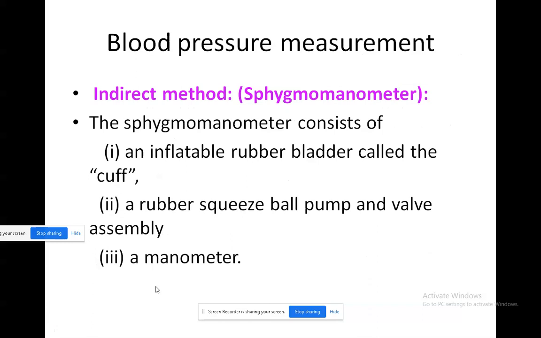Now, blood pressure measurement by the indirect method. In the indirect method, we use a sphygmomanometer. The sphygmomanometer is used for measuring blood pressure indirectly. Here, the sphygmomanometer has an inflatable rubber bladder, which is called the cuff.